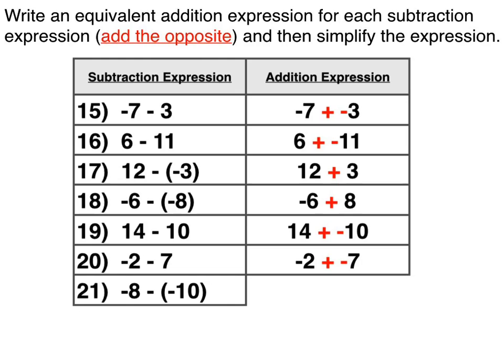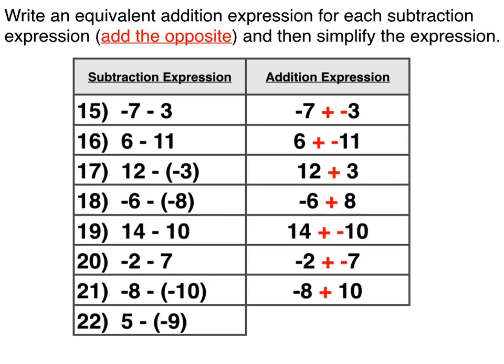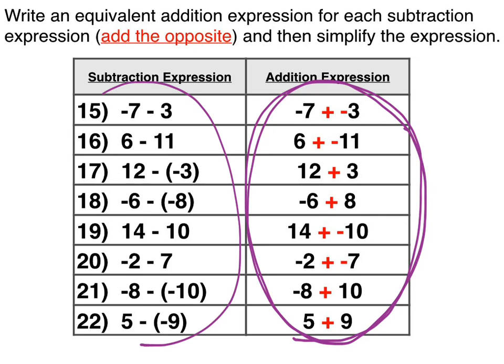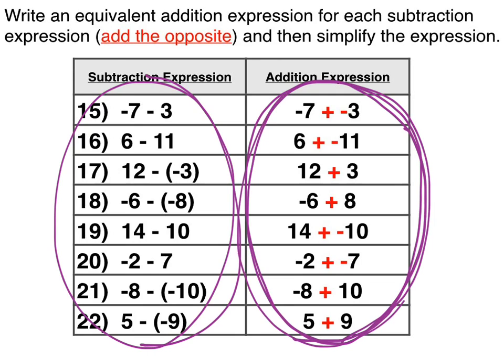21, negative 8 minus negative 10 is equivalent to negative 8 plus 10. And 22, 5 minus negative 9 is equivalent to 5 plus 9. One of the reasons why we do this is most people would agree these addition expressions look easier to deal with than the subtraction expressions.